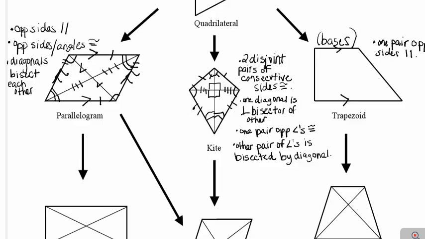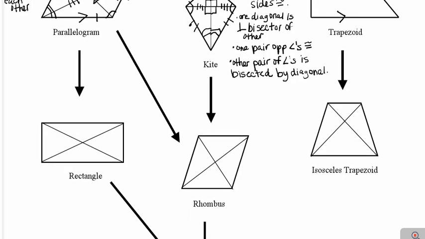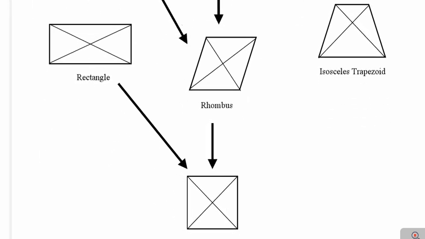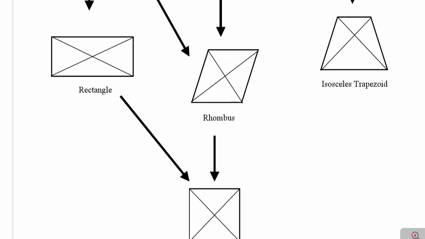Okay, moving on down the flowchart, the next shape we're going to talk about is a rectangle. A rectangle has all the properties of a parallelogram because notice the arrow pointing to it is the parallelogram. So rather than rewriting it all over again, I'm just going to put parallelogram properties.